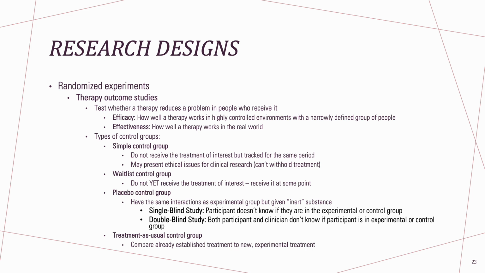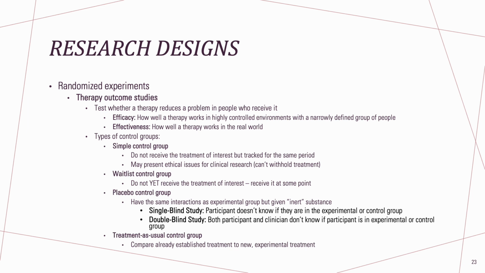There's also waitlist control group, which is basically saying one group is going to receive the intervention, the other group will not receive it, but then they will receive it in the end. So they just can't receive it right now at this point. And then we also have placebo control groups. So it's kind of the same interactions as the experimental group, but they're given some sort of inert substance.